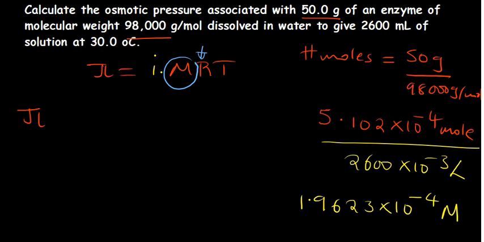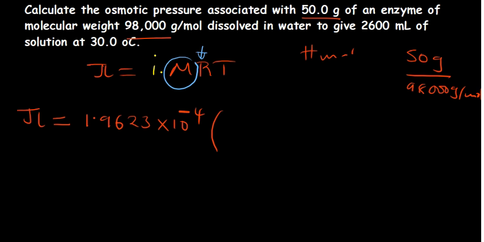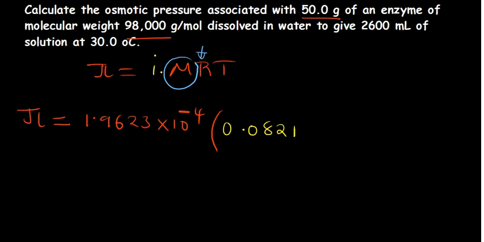So the osmotic pressure becomes, so we have our molar concentration to be 1.9623 times 10 to the power negative 4. Our R constant there is something known as well. 0.0821, and then our temperature is supposed to be in Kelvin, so add the 273 to the 30, giving us 243 kelvins.